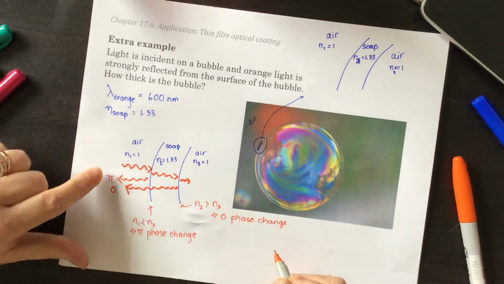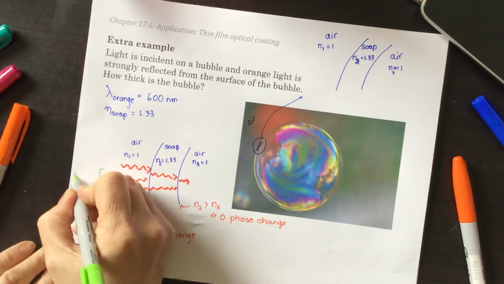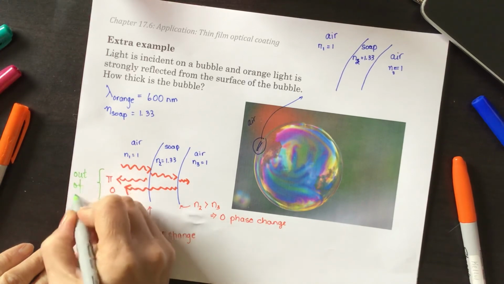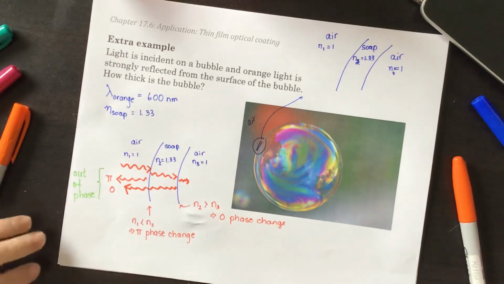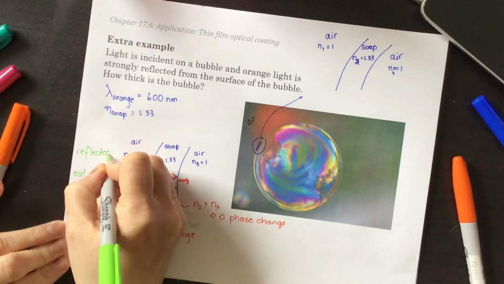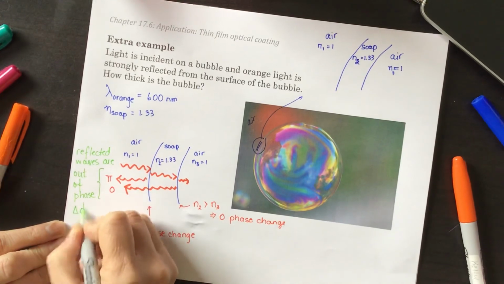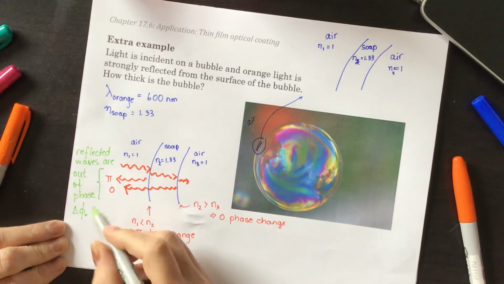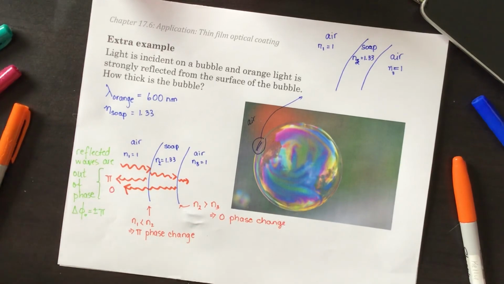It didn't change phase. So if this one changes and this one does not, then these two reflected waves are out of phase. And we'll think, what do we remember about waves that are out of phase? So if the reflected waves are out of phase, it means that delta phi naught, so the phase constant for each of those two waves, they're different by pi. Like we've been saying all along, the difference is either plus pi or minus pi. So one is pi bigger or one is pi smaller. Okay, so that's where we are so far.